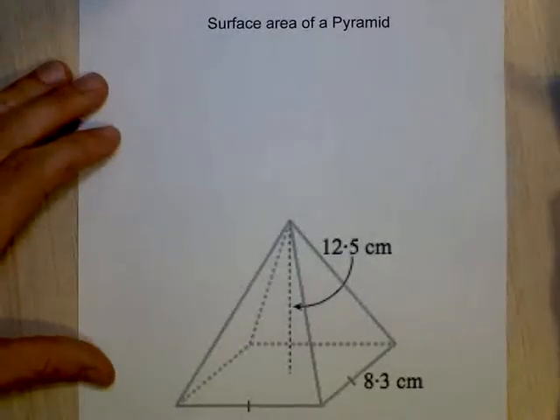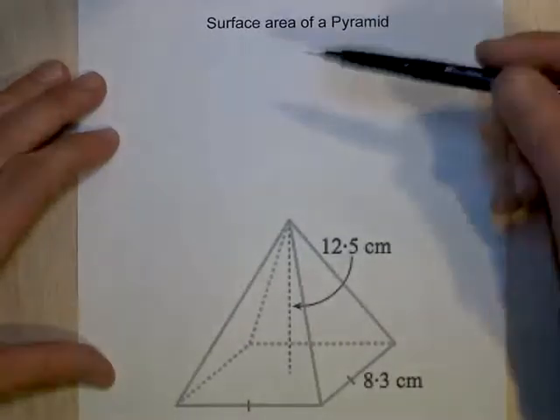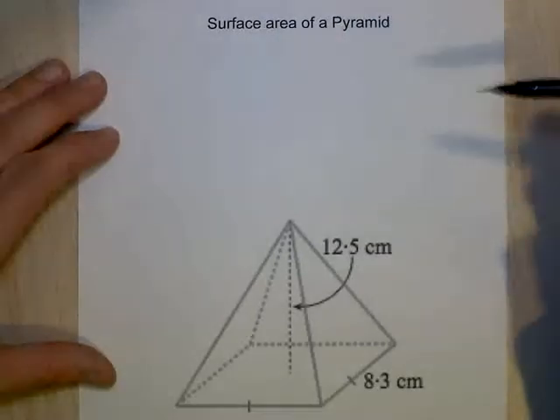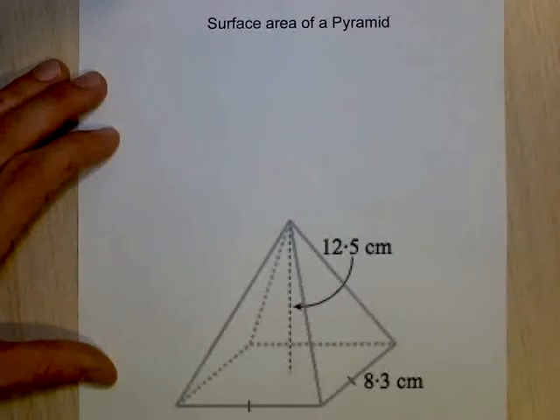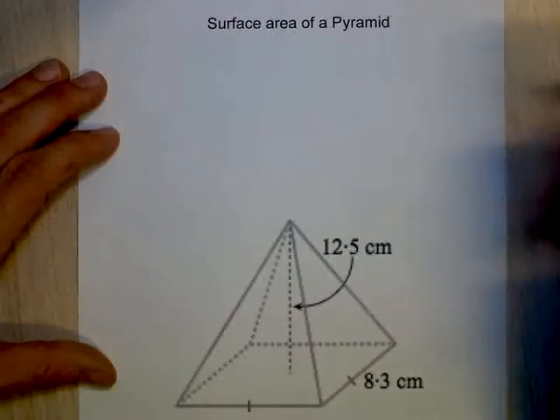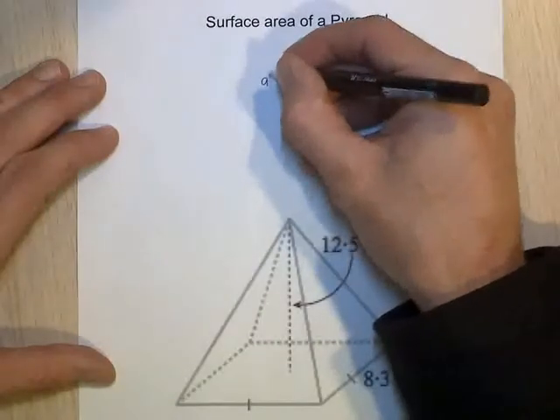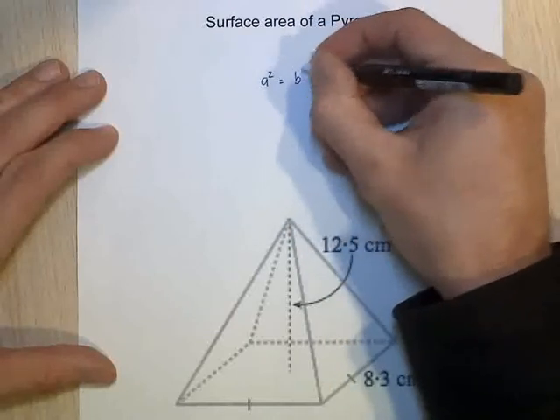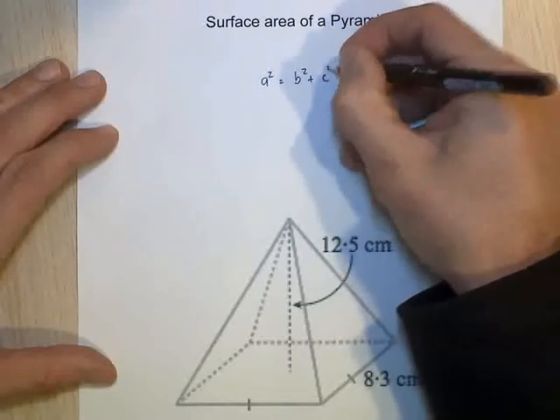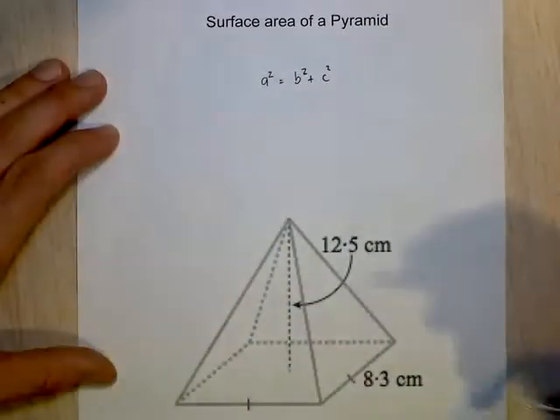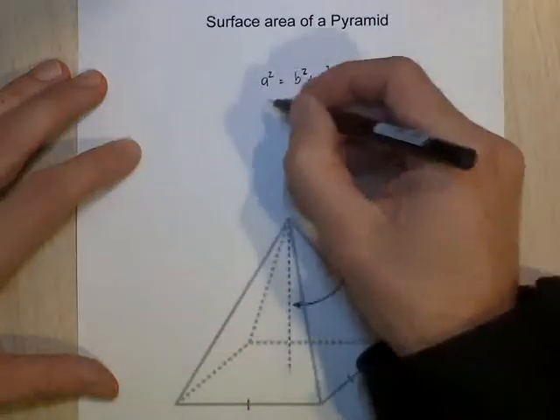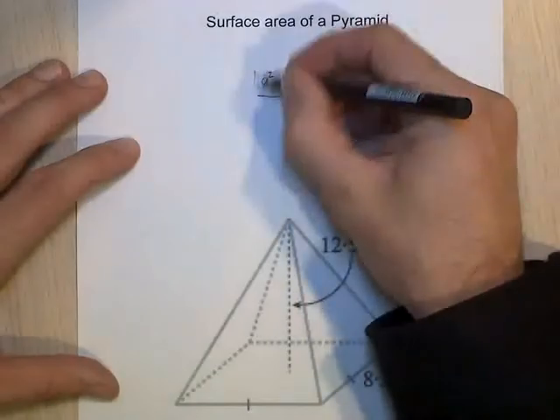Okay guys, we're looking at another example of a surface area of a pyramid. Now this one's going to be slightly different because we need to use some prior knowledge of Pythagoras' theorem. Pythagoras' theorem states that the long side squared will equal the two other short sides squared added together. Therefore, if we wanted to find a specific side, we can use this theorem to help us.